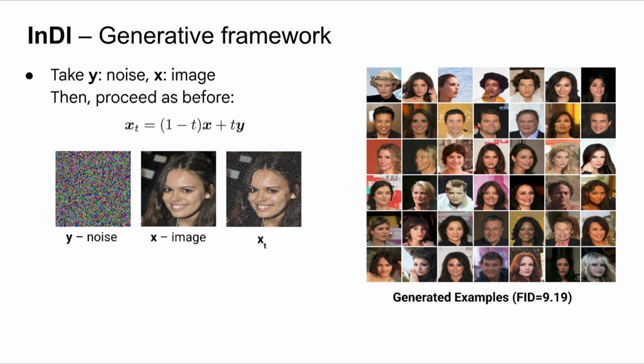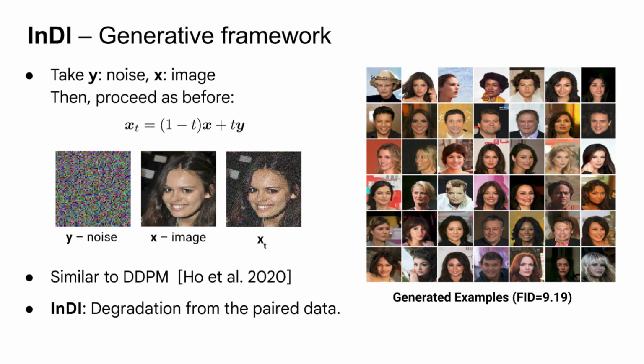If we do this, then we get very interesting results. You can see a few uncurated examples generated by applying InDI on CelebA 64x64. The framework is exactly the same as the one we presented for image restoration. The only difference is that here we just pair noise with a high-quality image. Results are not state-of-the-art, but are kind of cool since we didn't tune anything for this generative task.